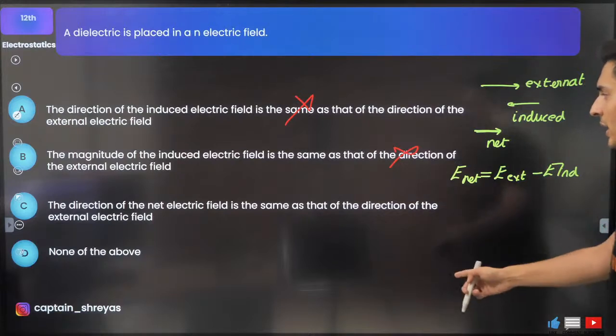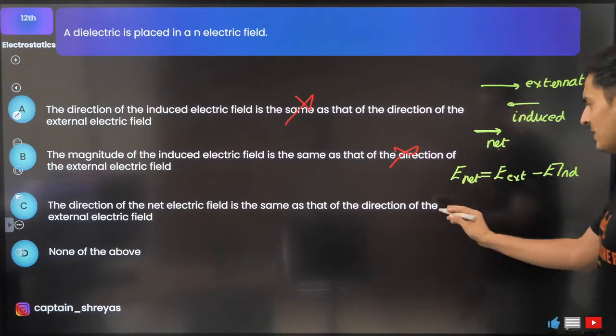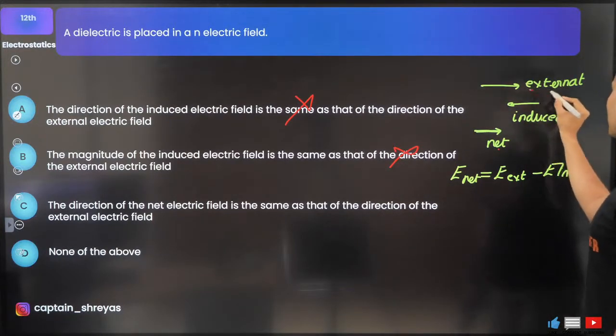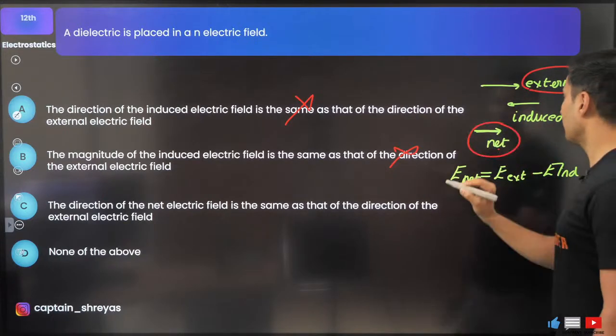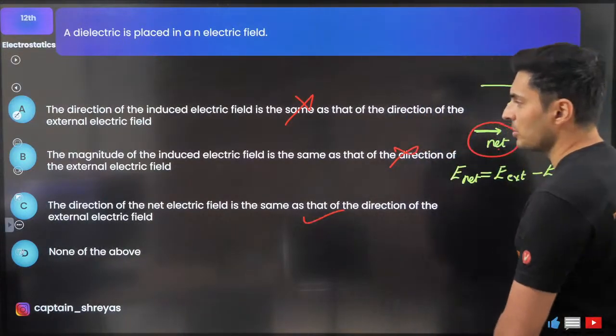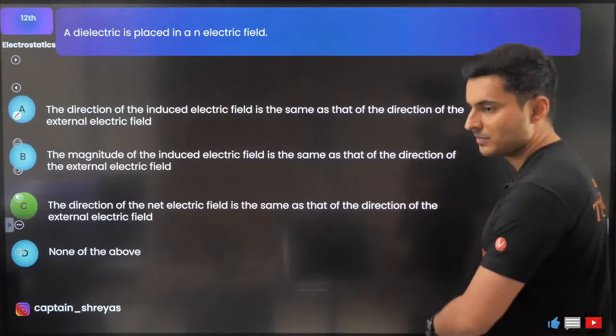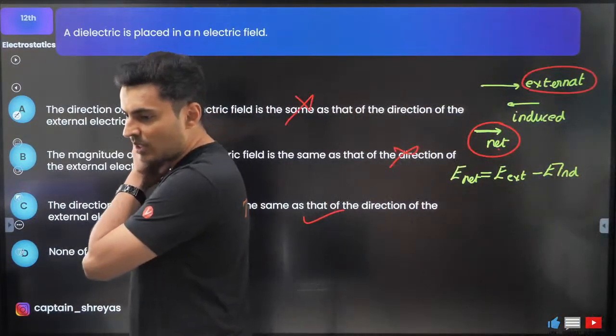The direction of the net field is same as the direction of the external field. Yes, external field and net field have the same direction. So yes, this option is correct. Option C it should be. Option C. Tanya, I'm very good.